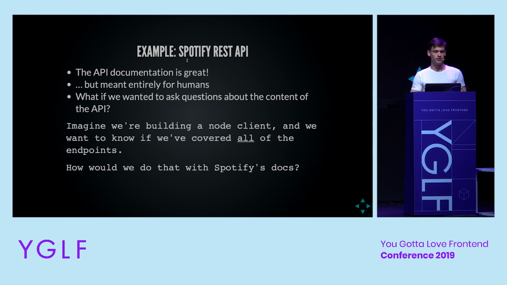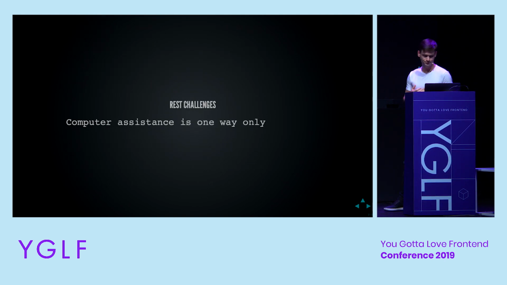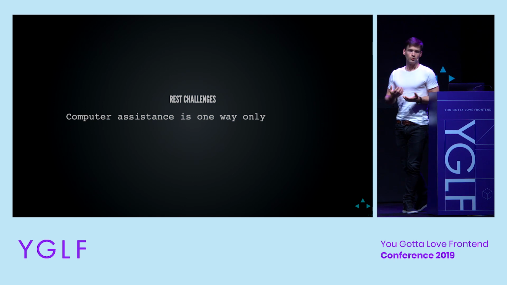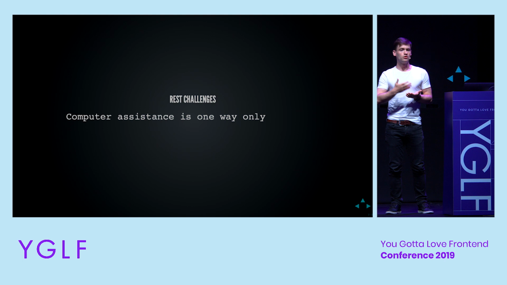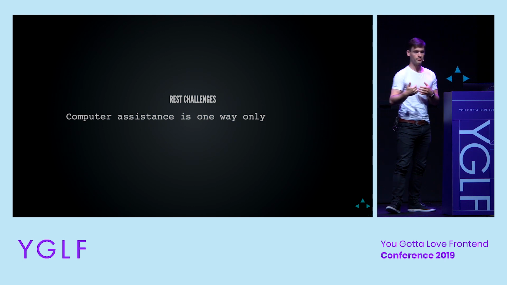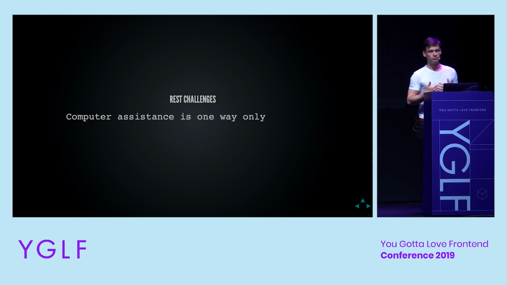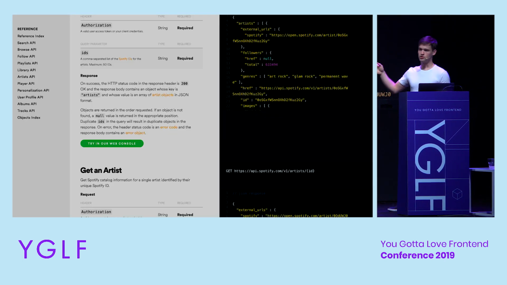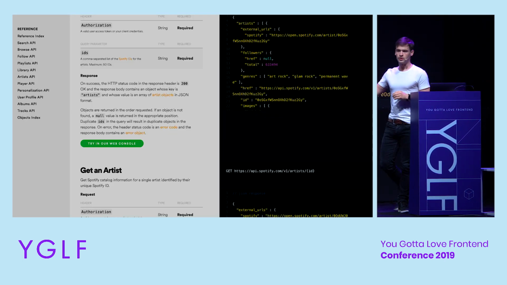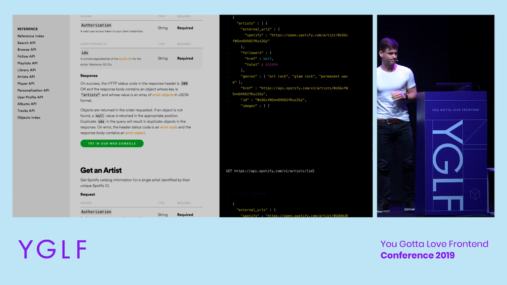And ultimately, what this comes down to is the fact that this computer assistance is one way only, right? Although there are frameworks that help you in lots of nice ways, they only go one way. They help you build that API. And if they're really nice, maybe they help you generate some documentation about that API. But from the client's point of view, there's nothing. The computer can't help us at all. This is impenetrable to a computer, right? This is meant for humans.